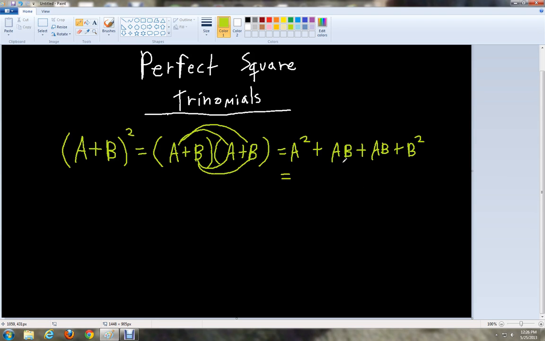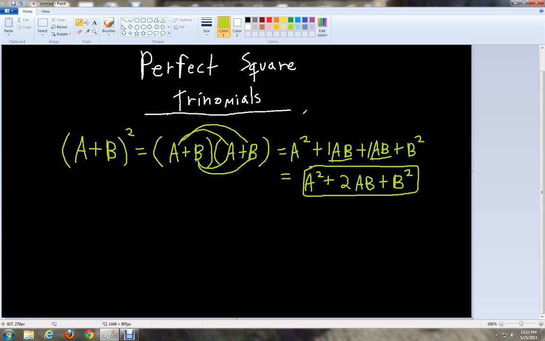So we can combine the like terms. We have ab plus ab, that's like 1ab plus 1ab, so a squared plus 2ab plus b squared. And that's our formula. For a plus b, that's a binomial square, you get a trinomial, a squared plus 2ab plus b squared.